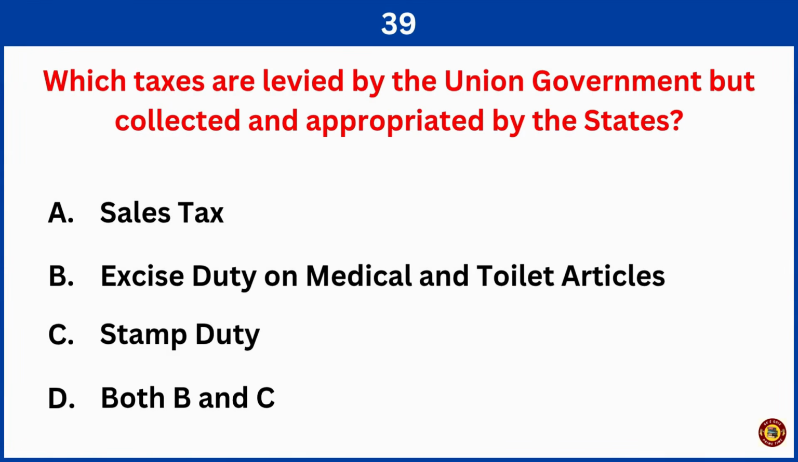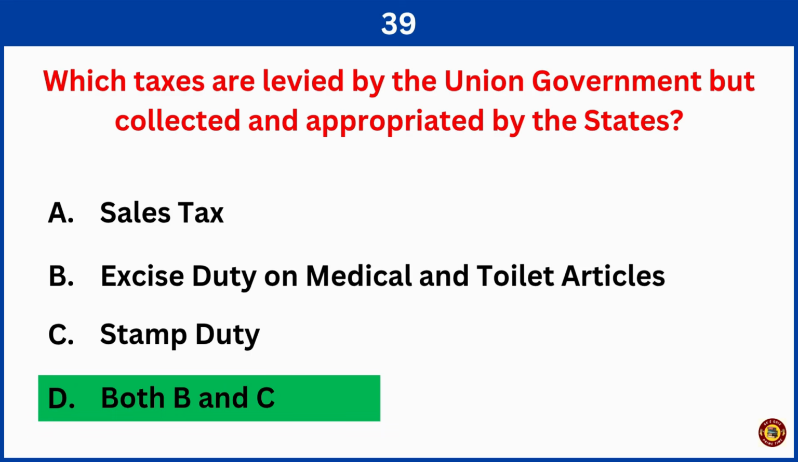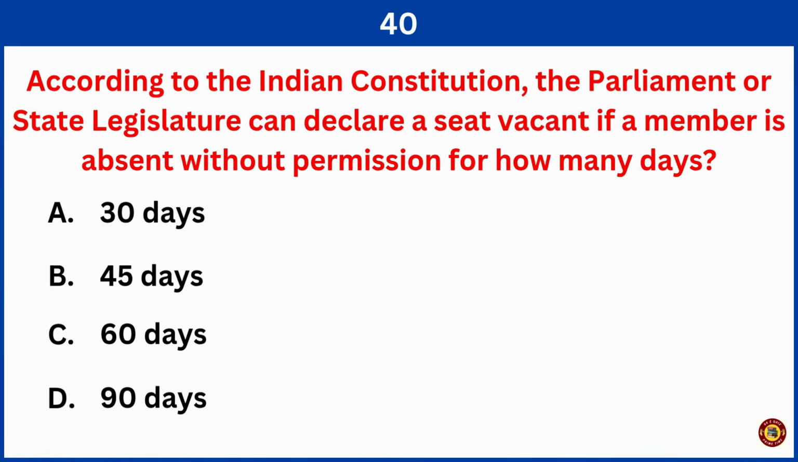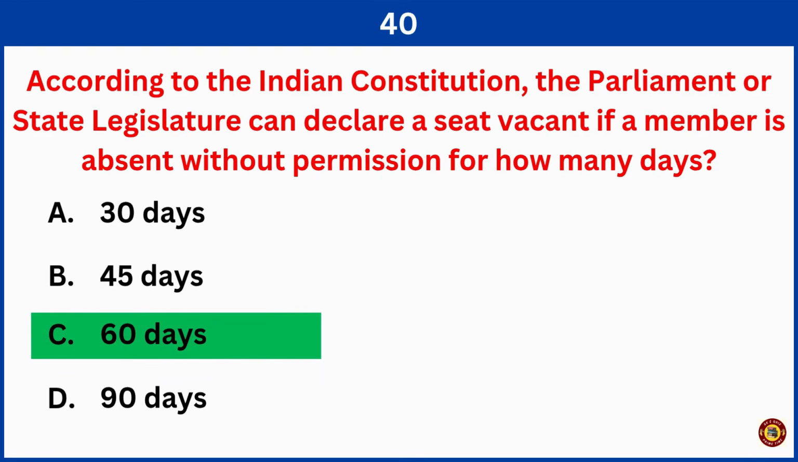Which taxes are levied by the union government but collected and appropriated by the states? Right answer is option D, both B and C: excise duty on medical and toilet articles and stamp duty. According to the Indian Constitution, the Parliament or state legislature can declare a seat vacant if a member is absent without permission for how many days? Right answer is option C, 60 days.